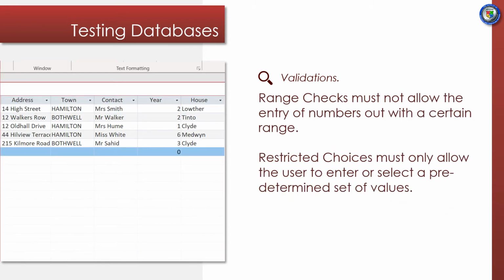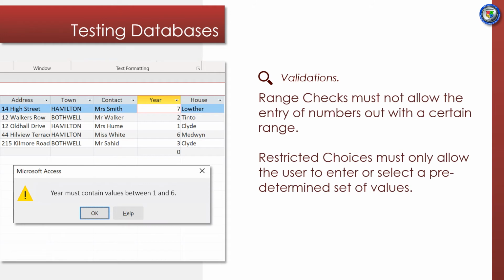Range checks must not allow the entry of numbers out with a certain range. For example, year should be the range 1 to 6. In this case, 7 has been entered, therefore we have an error.